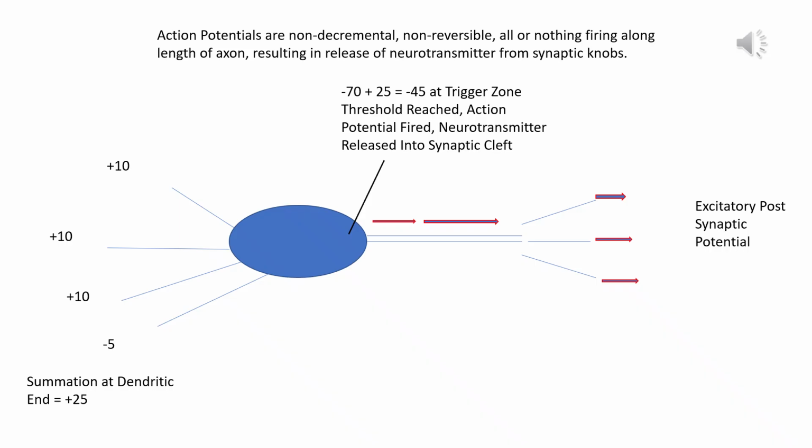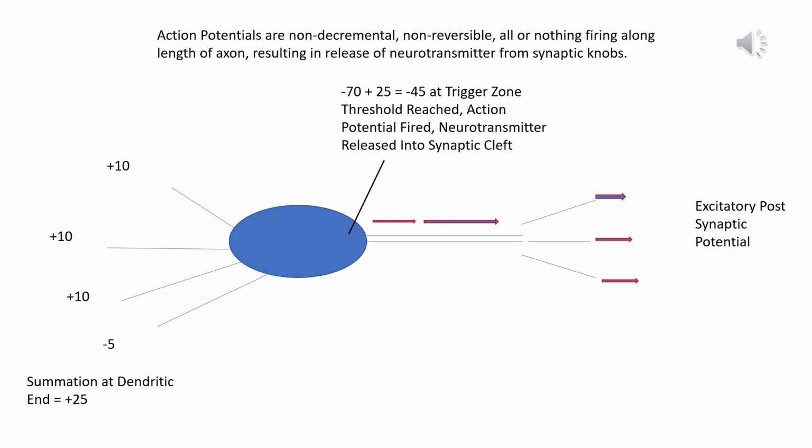So if we get a minus 55 or better, which in this case, if there is no fading out of the signal, we brought a minus 45, so the trigger is going to be pulled. So that's why I have the red arrows going down the length of the axon. The action potential is fired.